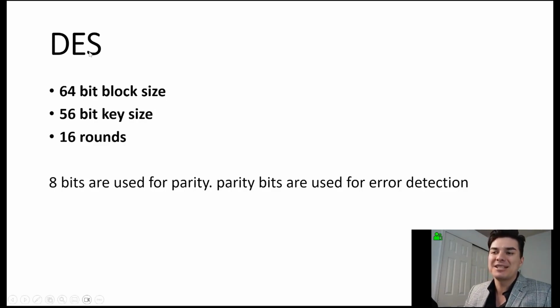So DES, that uses a 64-bit block size and a 56-bit key size and 16 rounds. The 8 bits that are missing here are used for parity, and parity bits are used for error detection.